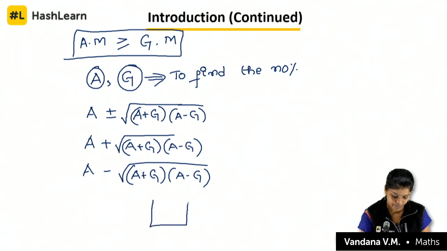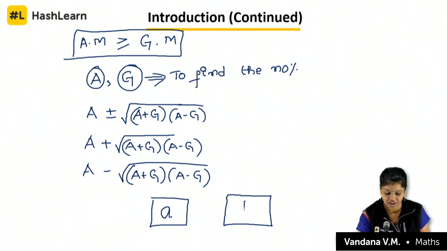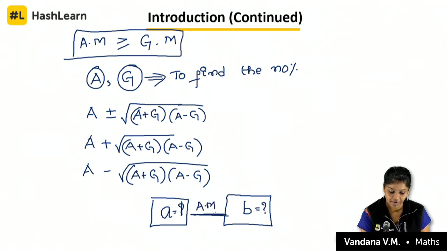Understood, right? Suppose I have two terms, you just imagine A and B. I don't know these two numbers, but I gave you the arithmetic mean and the geometric mean. I would like to find A and B. What is the formula? That is A plus or minus root of (A plus G) into (A minus G). Understood, right? Yes, let us do some problems, then we can understand the topic in a better manner.